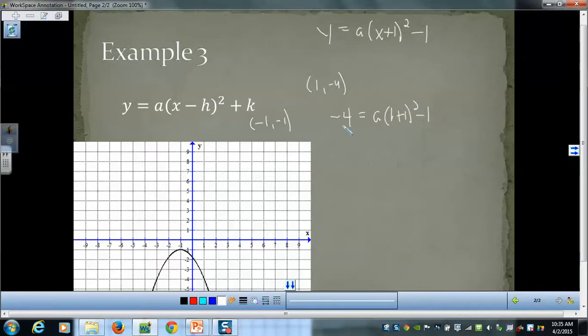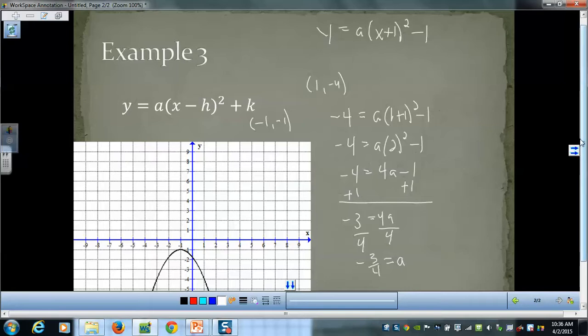All right, so we see this: -1 equals a, and then this is 2, and then squared. Now 2 squared is 4, and I'm just going to write that in front of the variable because that's how we're used to seeing it. Add 1. So I get -3 is equal to 4a, and then I can divide by 4, and I get -3/4 is equal to a.